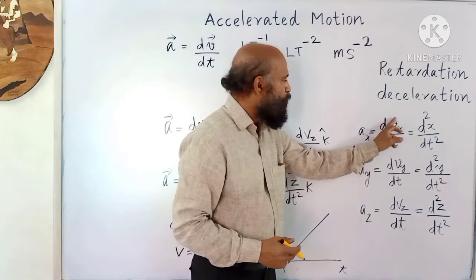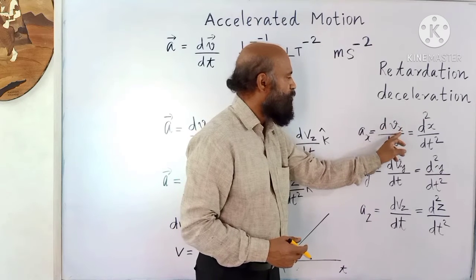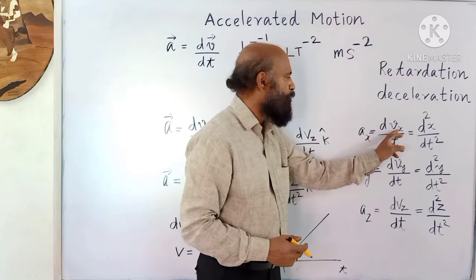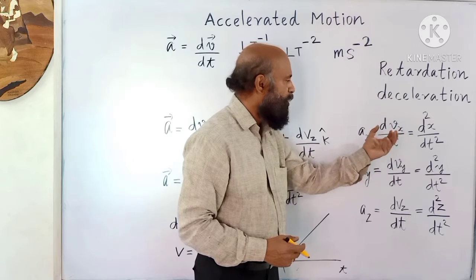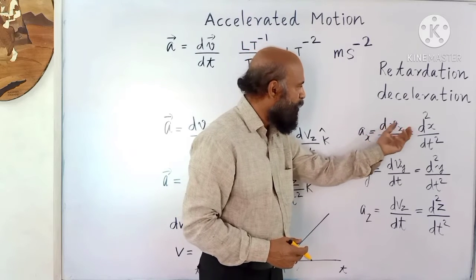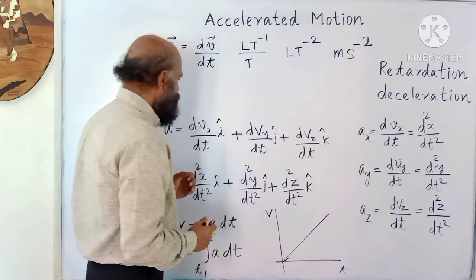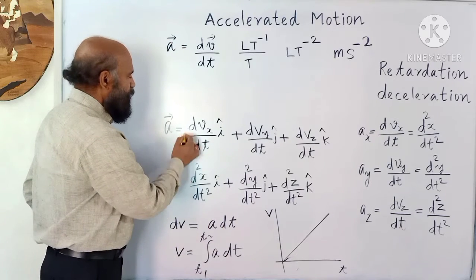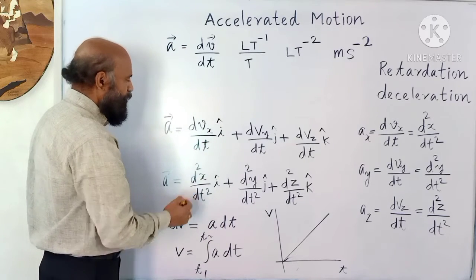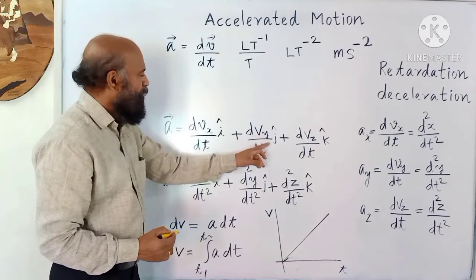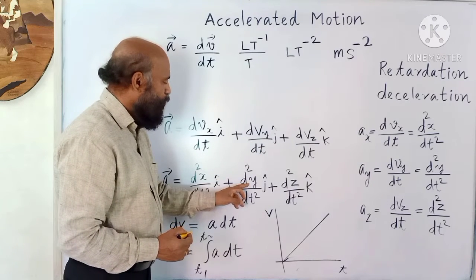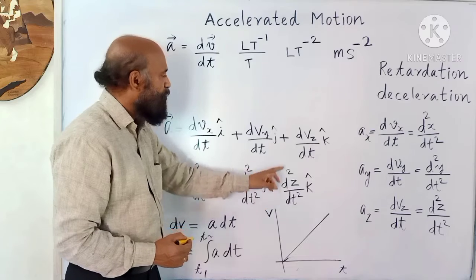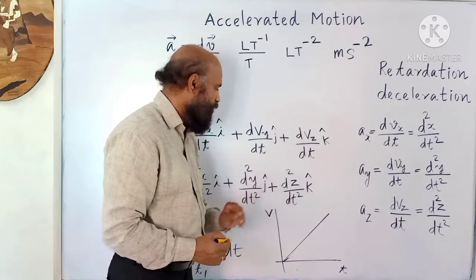Now you know velocity is the rate of change of displacement. So vx can be written as dx by dt. So this can be written as d square x by dt square. So acceleration can be written as d square x by dt square i cap plus d square y by dt square j cap plus d square z by dt square k cap.